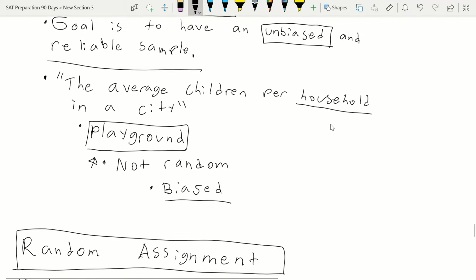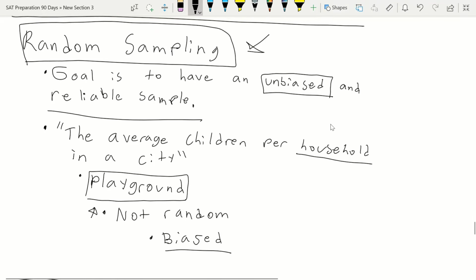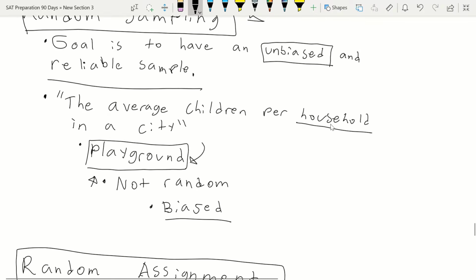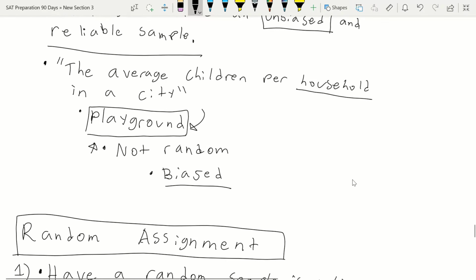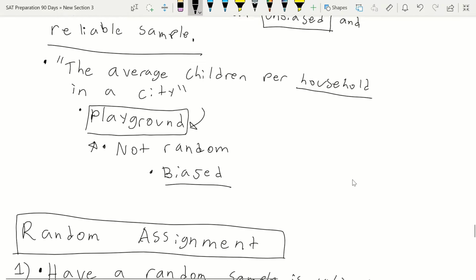The example that I gave for random sampling is if we were asked to find the average children per household in a city, but let's say that we took that from a playground. That would be a biased sample because it isn't random, because people at a playground are likely to have larger numbers of children per household.